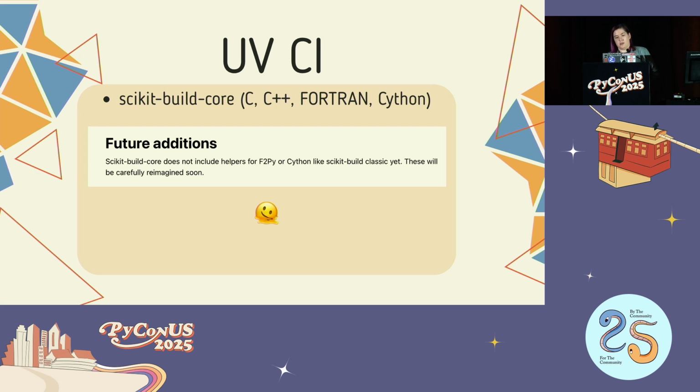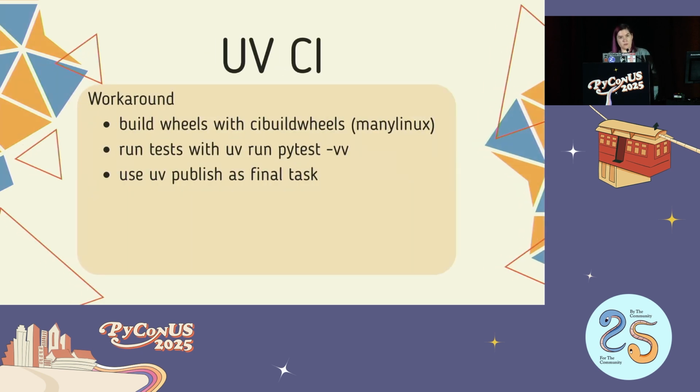And it looks like right now it's not super well documented or supported, because this is directly from their documentation. It doesn't include helpers for F2Py or Cython yet, maybe eventually. But I can still use UV in my CI step. So the workaround is to build wheels with cibuildwheel, which will make those manylinux wheels.